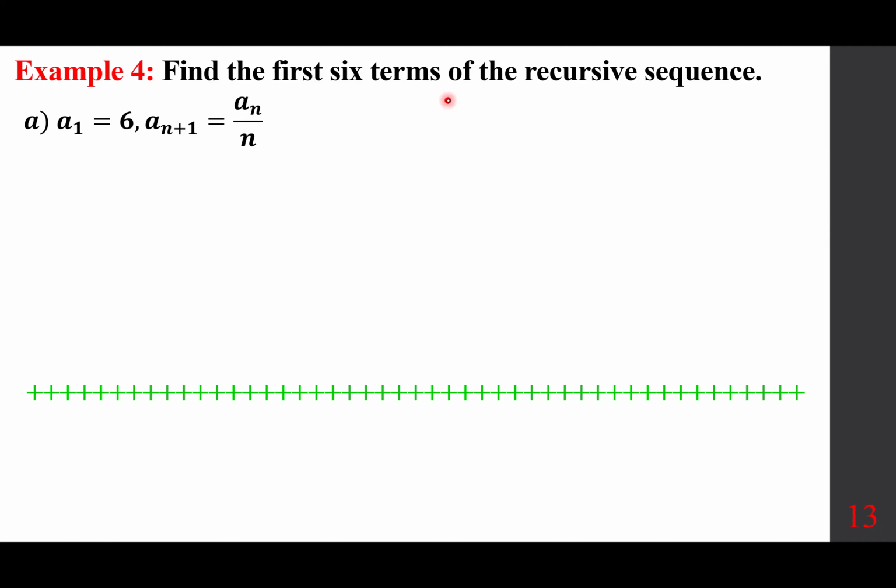The first one is 6. And so we want 5 more. So if I choose n to be 1, I get a sub 2. So this is a sub 1 over 1, which is 6. Again, replace the n with 1. If you replace it with 1, you get this one.